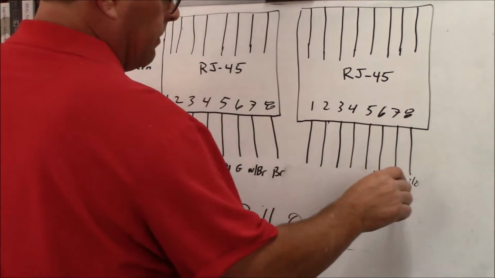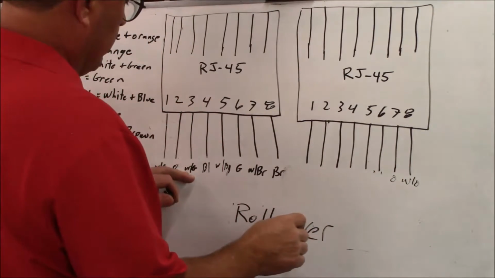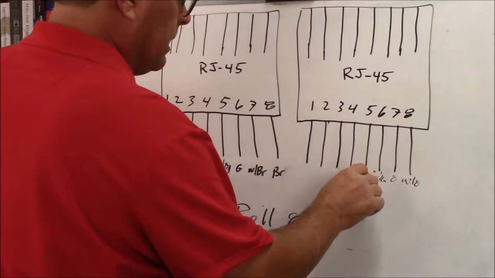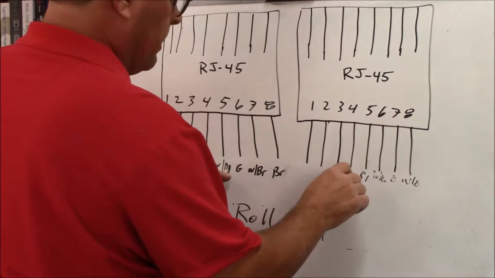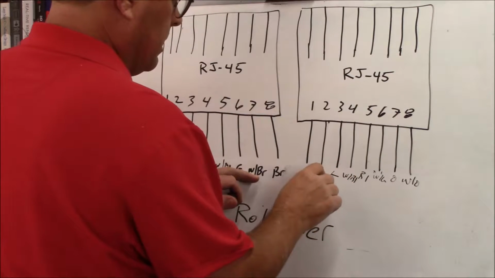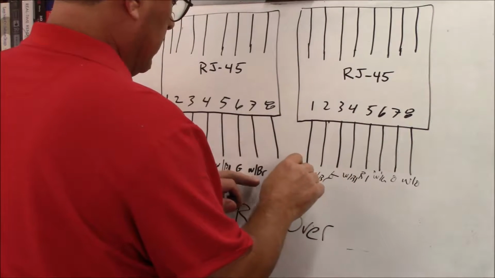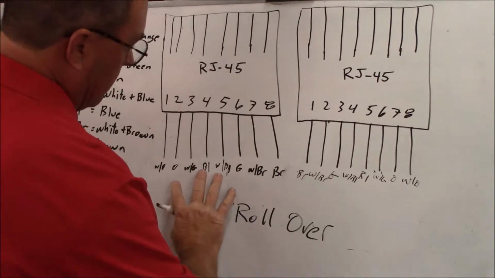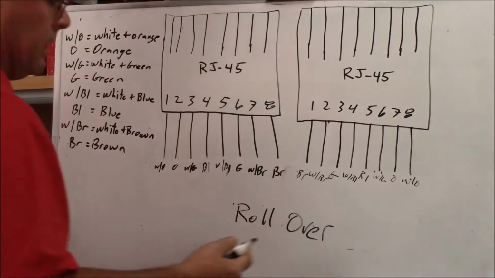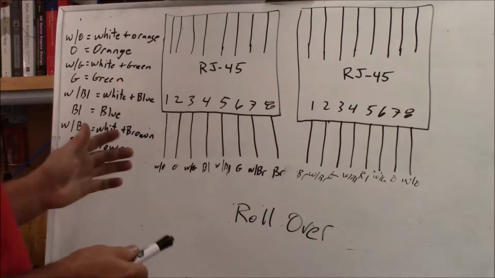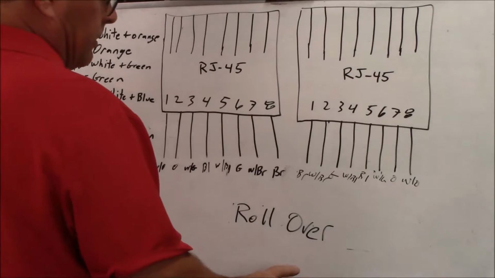And then orange will be on 7. White green will be on 6. And blue. And then white blue. And then green, white brown, and then brown. As you can see, it's basically just taking these wires and flipping them around like that. So that's a rollover. That's pretty simple, and you'll see those a lot of times for serial cables.